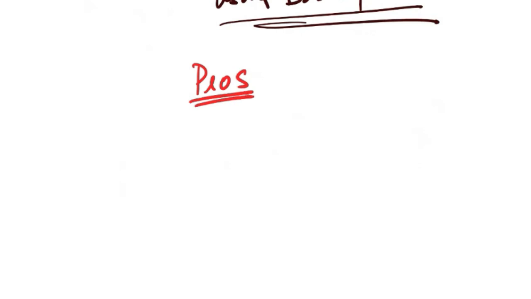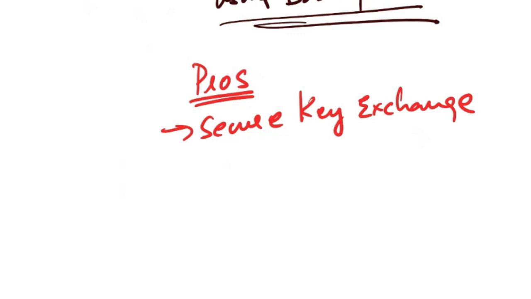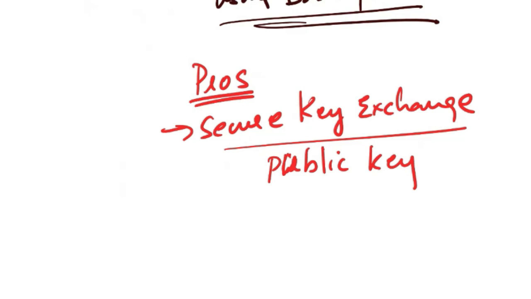Now let's look at some of the advantages of asymmetric cryptography. First one is secure key exchange. Asymmetric cryptography enables secure key exchange without requiring a pre-existing shared secret between communicating parties. This eliminates the need for secure channels or trusted intermediaries for key distribution, and this makes it suitable for secure communication over untrusted networks. This is because the public key can be shared freely.